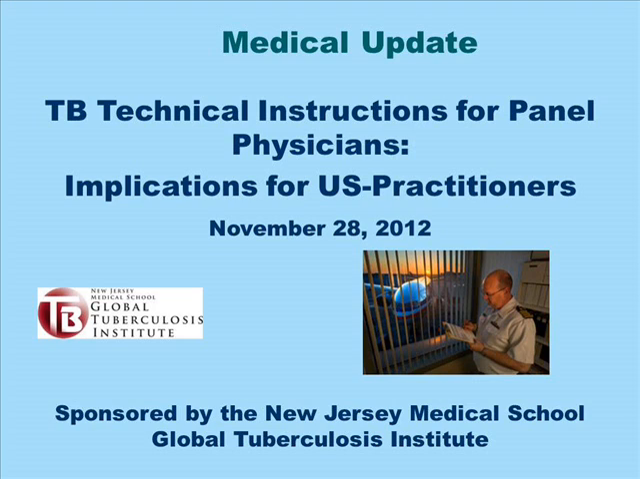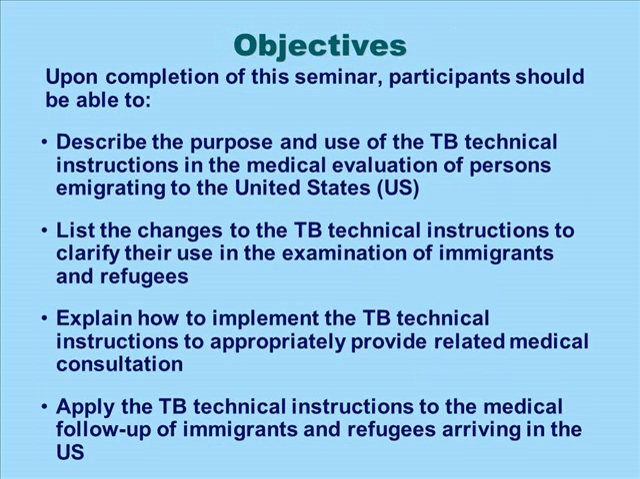Each year, approximately 400,000 immigrants and 50,000 refugees enter the United States. The technical instructions, initiated in 1991, contain the requirements for overseas medical evaluation, including tuberculosis screening. The technical instructions were updated in 2007 and have important implications for U.S. practitioners. The objectives of this webinar are listed on this slide.